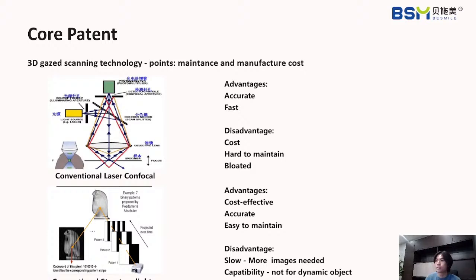But the disadvantage is, if you are using this technology to project black and white stripes, you have to use more than 8 or 24 images because it's not coded. This structured light is not coded. So in that case, it's not suitable for dynamic objects and it's very time consuming. The scanning speed would be kind of slow because you need more images to build a 3D model.